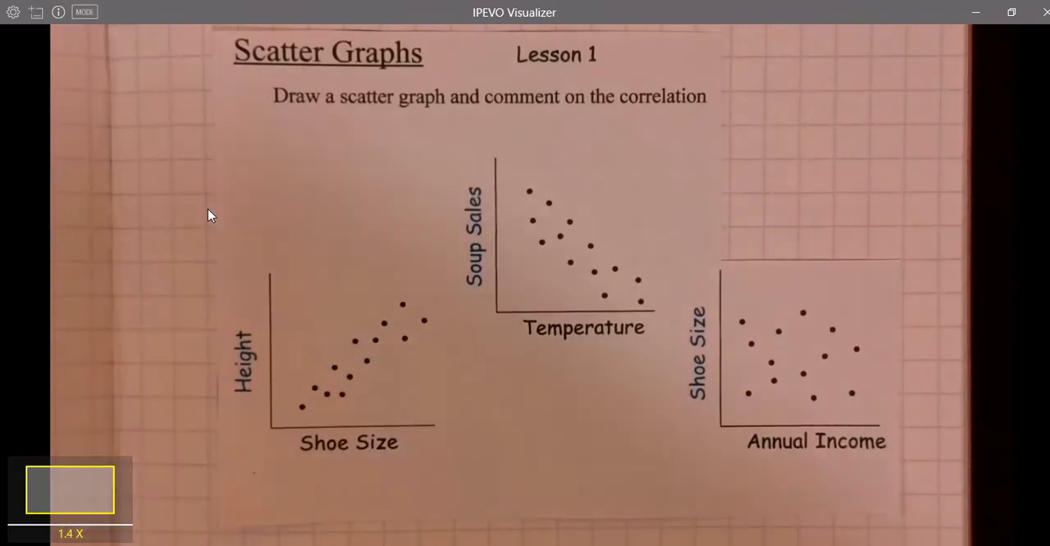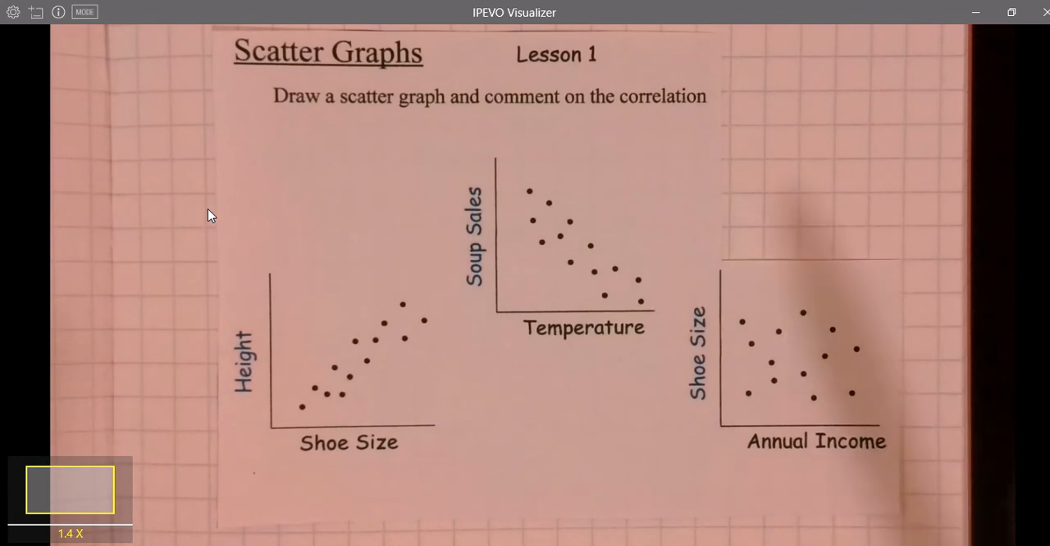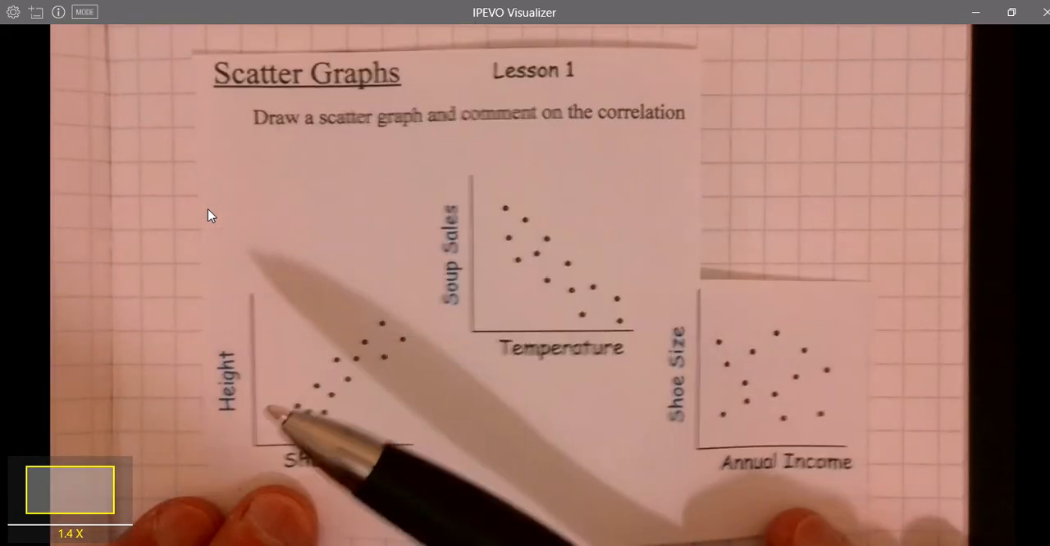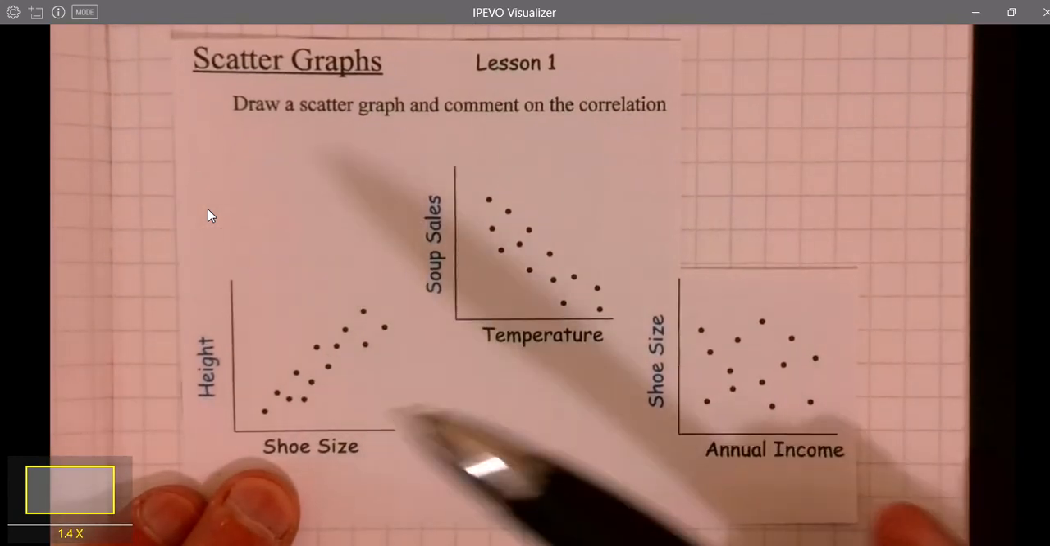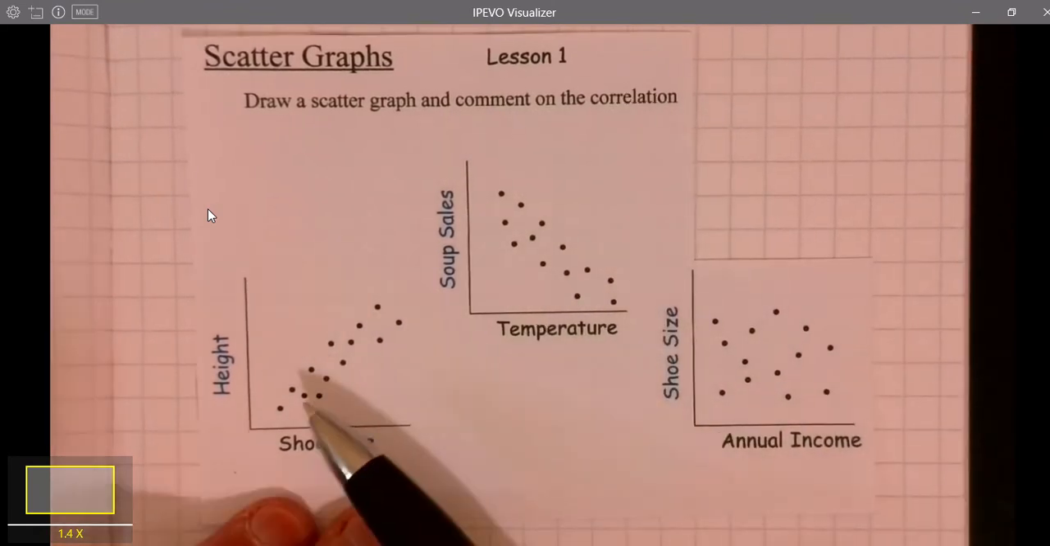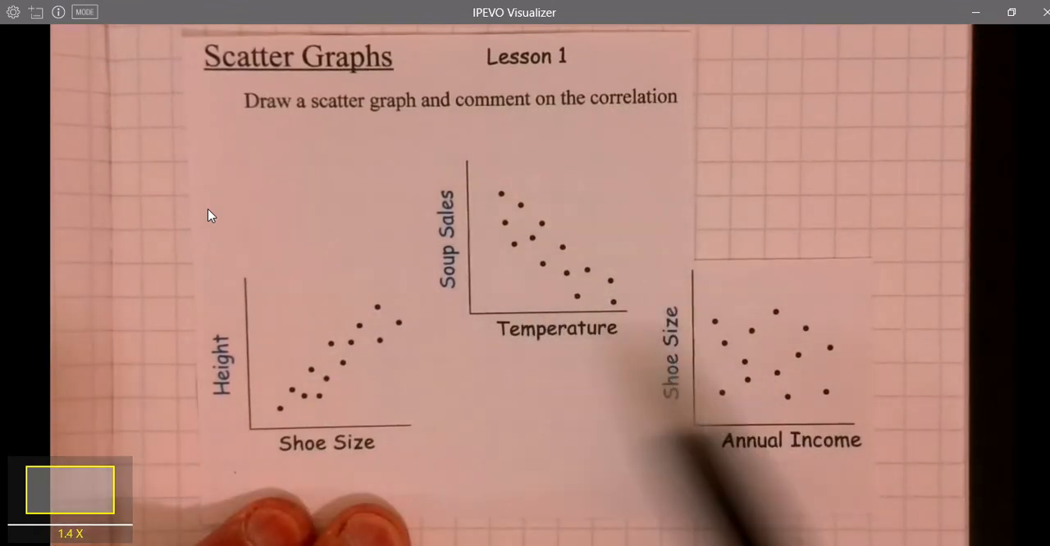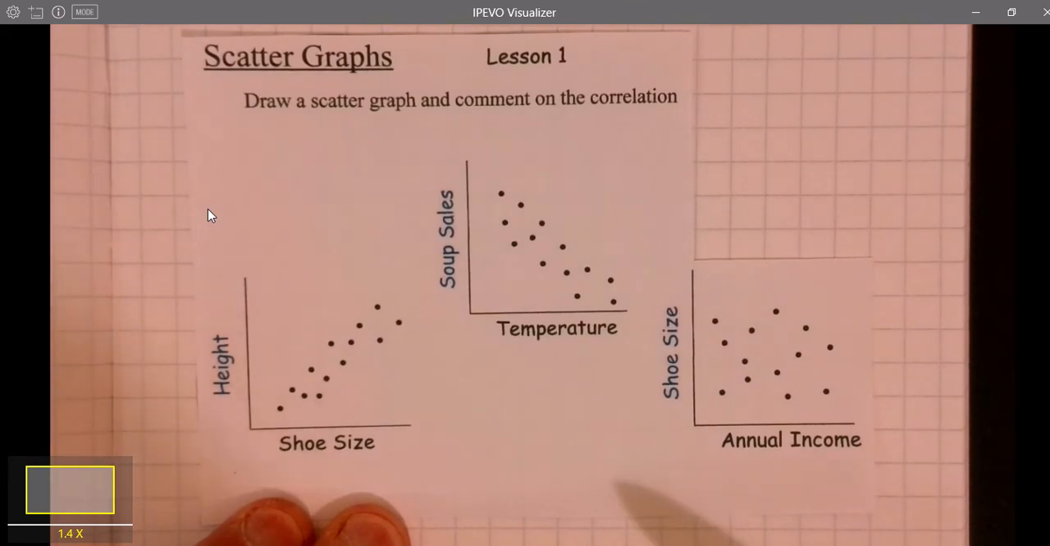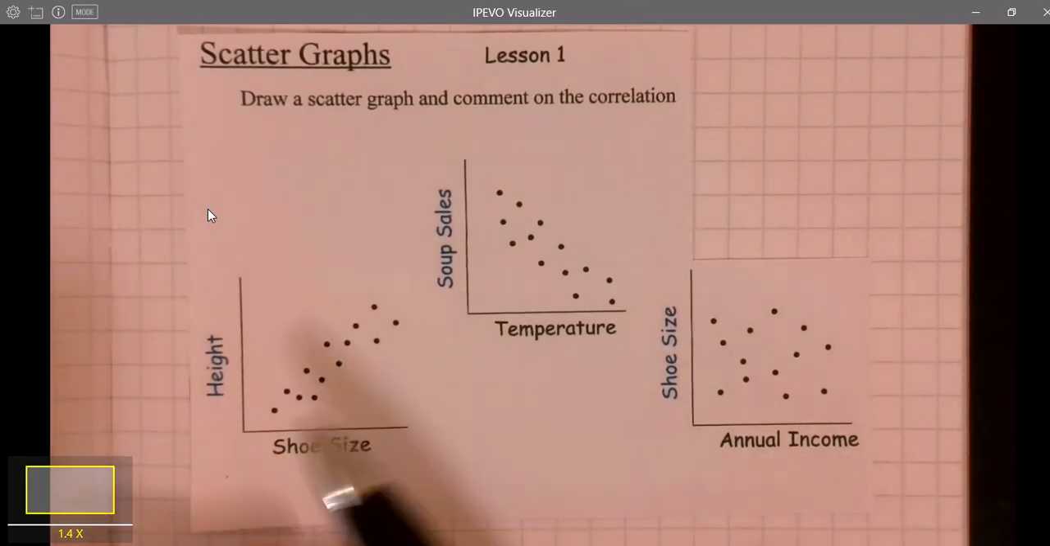So, scatter graphs. Scatter graphs are a good way to show a relationship where I've got a pair of values. What I've got in front of us is three different scatter graphs that I've just drawn out, just to give you an idea. And they all show very different patterns.